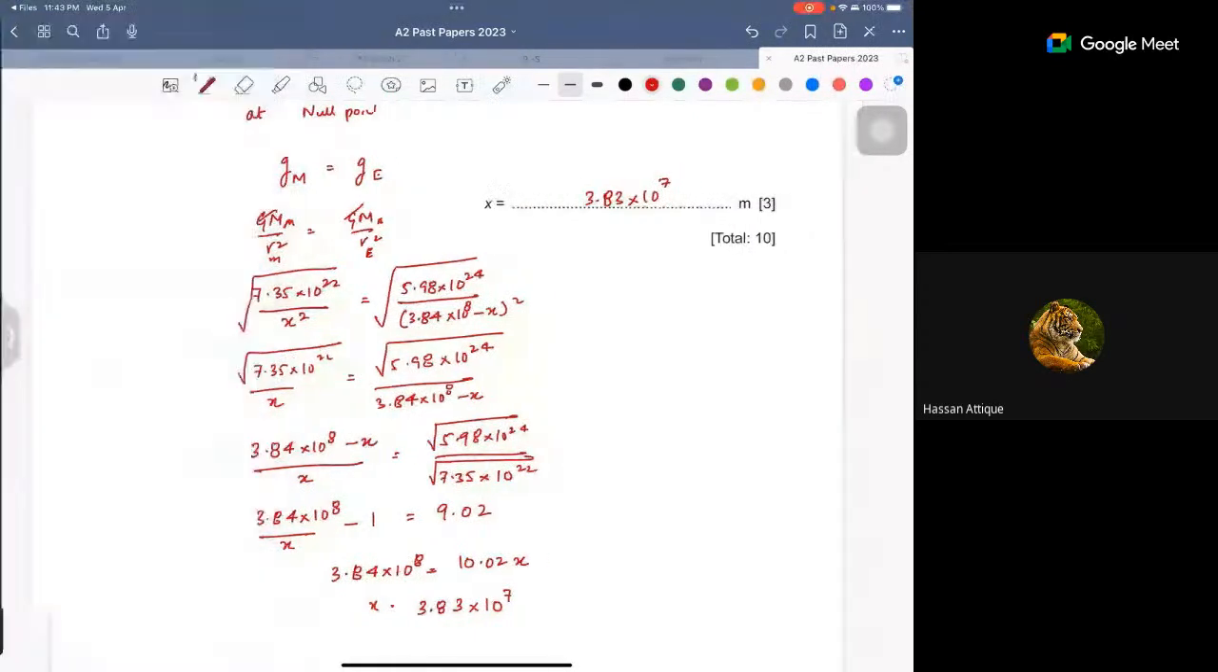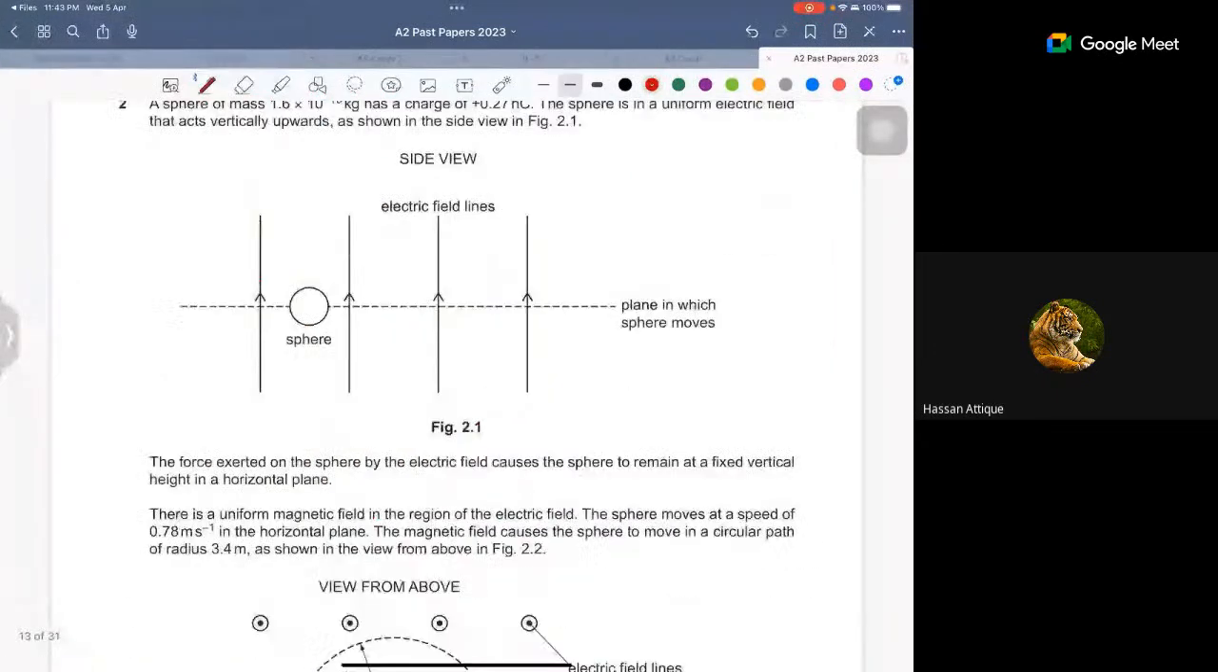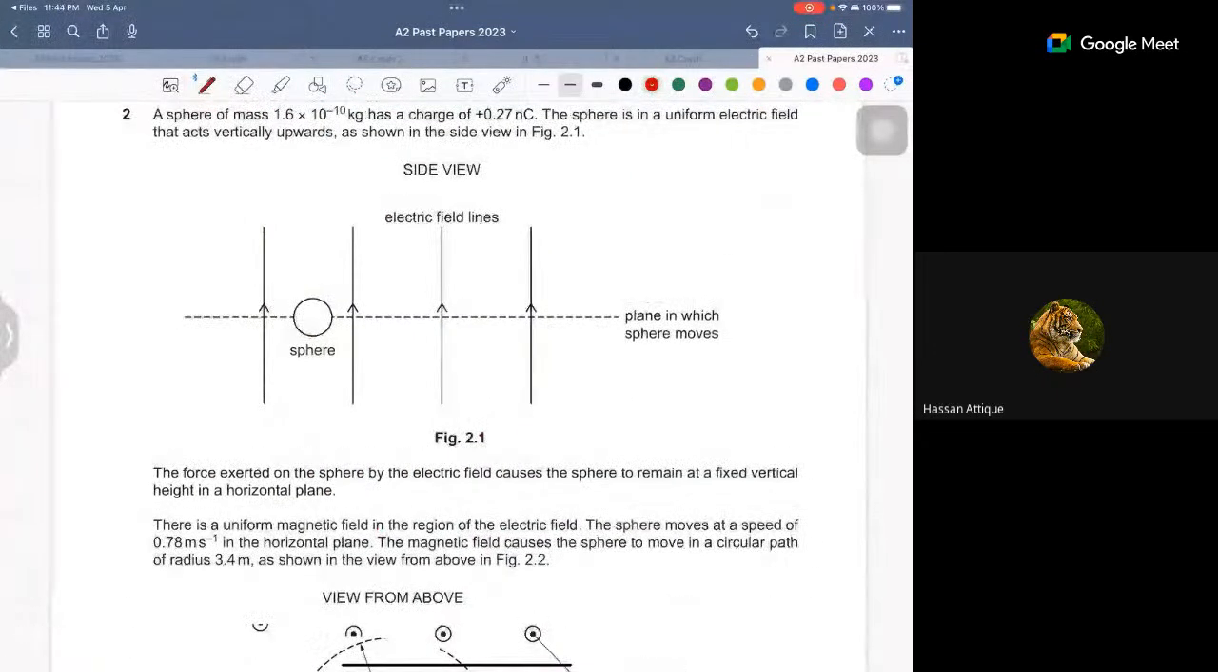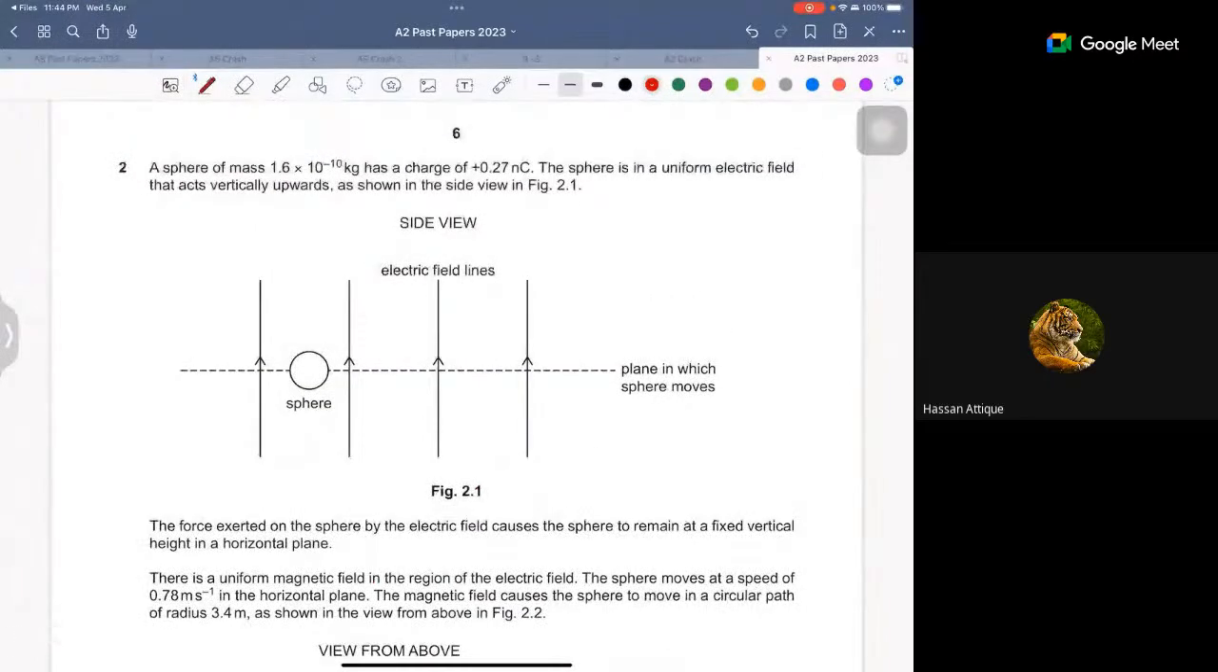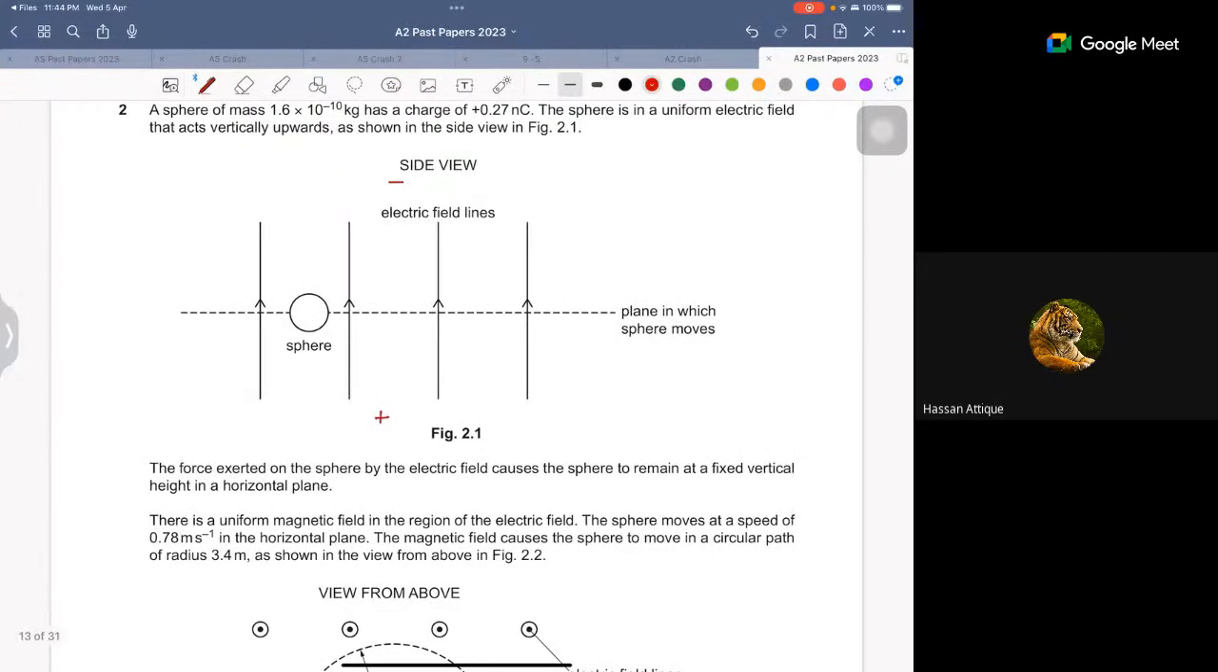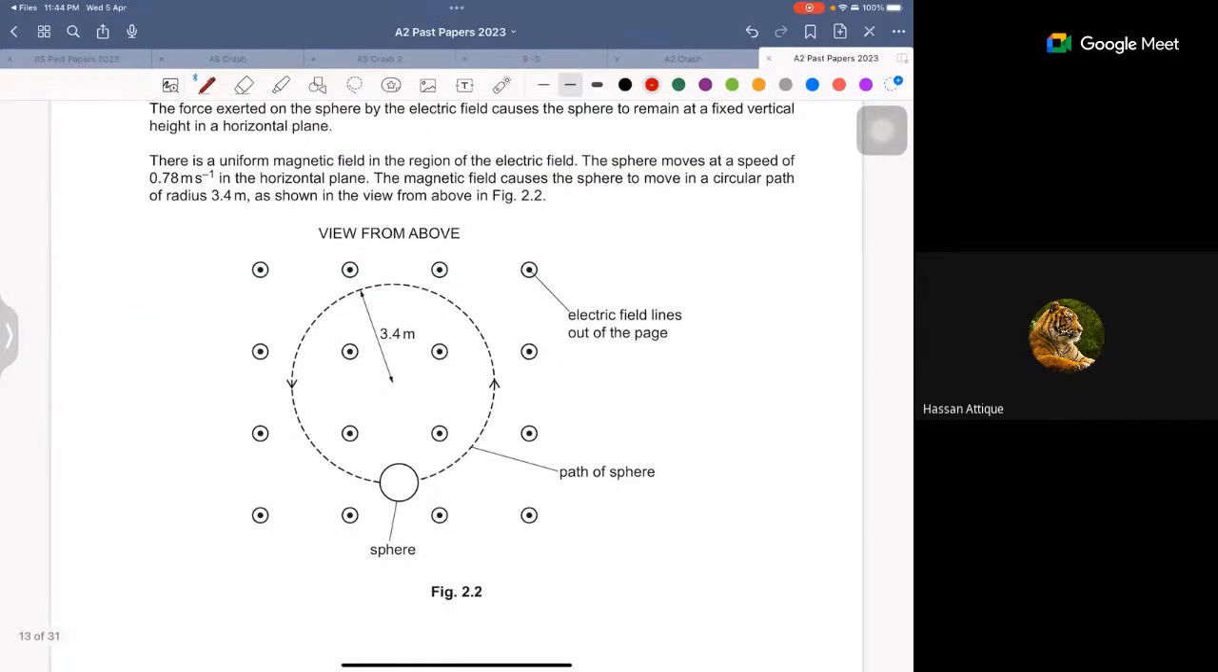Okay, so then part 2. It seems like an electric field question. Okay, no, magnetic field, electric field. There's a sphere of mass and charge, and the sphere is in a uniform electric field vertically upwards. Vertically upwards means that has to be the positive side, this is the negative. That's how it goes. And the plane in which the sphere moves is at 90 degrees. Now it says there's a magnetic field as well, and it goes in a circle, and this electric field is out of the page. Viewing it from the top, right?